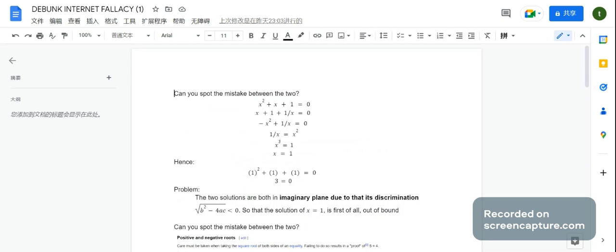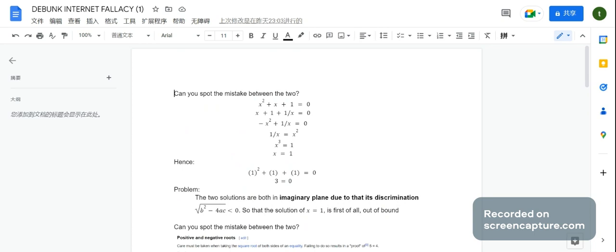And the fifth step is that negative x plus 1 is going to be 1 over x. So, combining the two together, negative x squared plus 1 over x is equal to 0. So we get 1 over x squared. X cubed is equal to 1 because we multiply both sides by x, and thus x is equal to 1. Then we get 3 is equal to 0. The problem is that the two solutions are both in the imaginary plane.